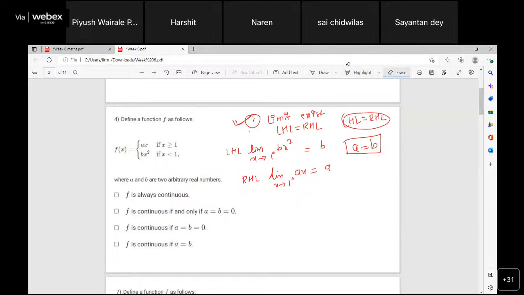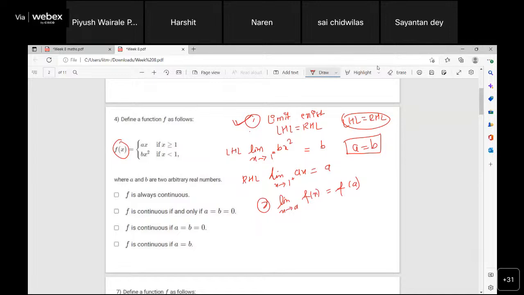I can't get why a is equal to b. Our left hand limit is b and right hand limit is a, right? But here we have to see whether our function is continuous or not. For that, there are two conditions. The limit should exist, that is, left hand limit should be equal to right hand limit, so a should be equal to b for this function to be continuous. And the second thing is that limit x tends to a, f of x must be equal to f of a. This is the second condition.